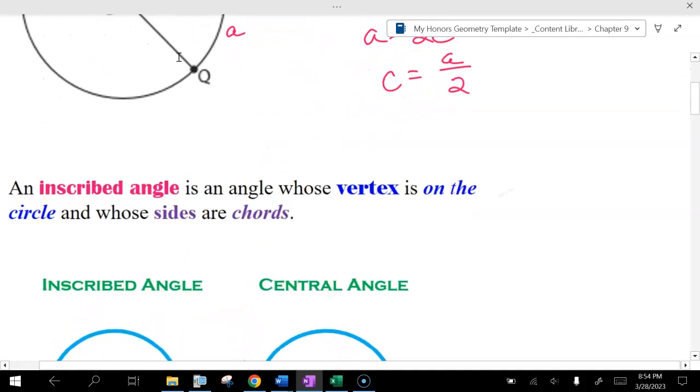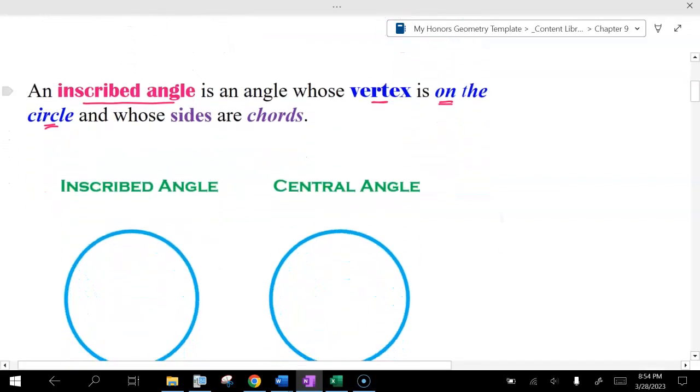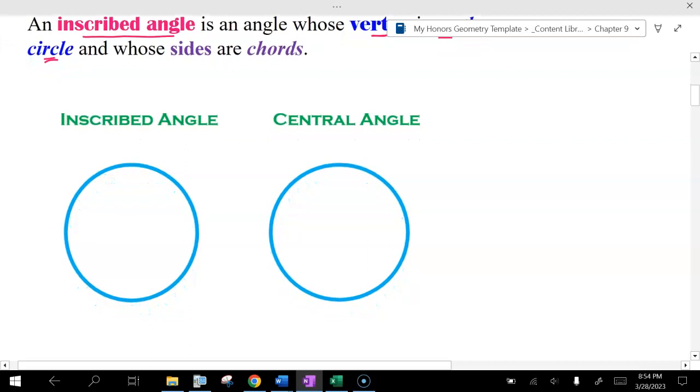Now, what this shows us is an inscribed angle. And an inscribed angle is an angle whose vertex is on the circle itself and whose sides are chords. So let's take a look at the difference between an inscribed angle and a central angle. By definition, an inscribed angle is an angle whose vertex is on the circle and whose sides are chords, as I've drawn right here. A central angle is an angle whose vertex is the center of the circle, and here with a central angle, the sides of it are actually radii.